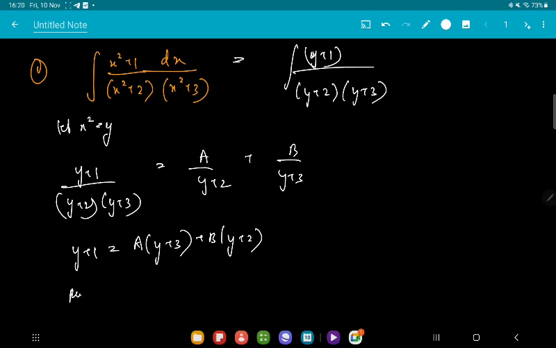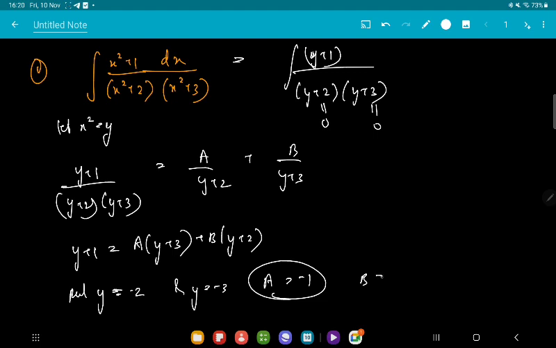When you solve it, put y equals minus 2. How come minus 2? Here you will put 0, you will get minus 2, minus 3. That is how you will get it. And minus y equals minus 3, you will get A equals minus 1, B equals 2. I hope that much you have understood. Please pause the video and first try to solve it on your own.